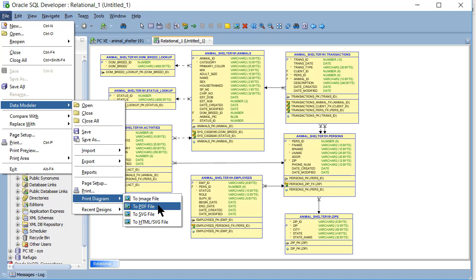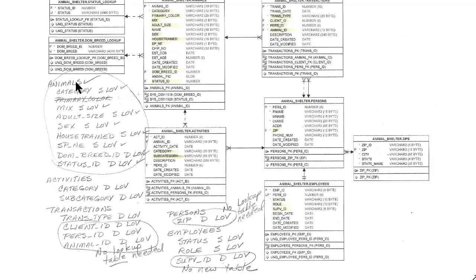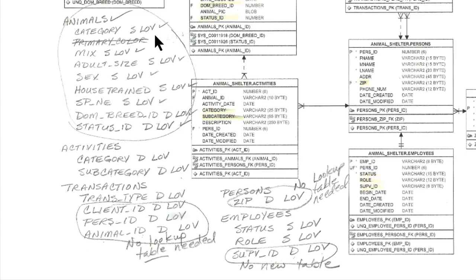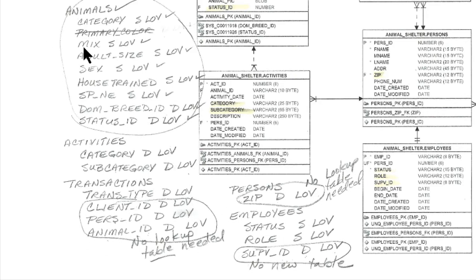So for the animals table, we have already created a static LOV for category, a static LOV for mix, adult size, sex, house trained, spay and neuter, and we created a dynamic LOV for dominant breed and for status.